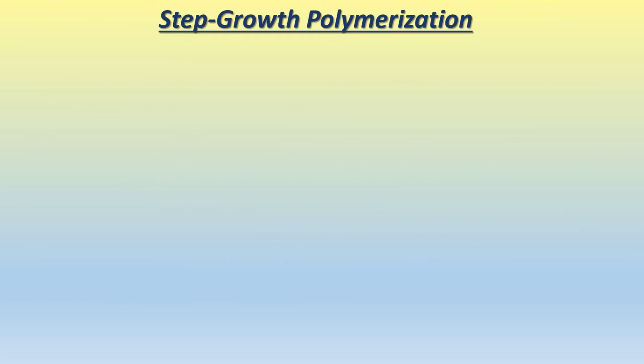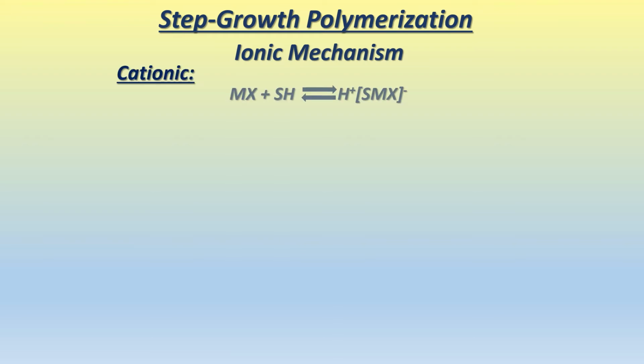Step growth polymerization can also occur through an ionic mechanism. This comes in two flavors. In the first case, you have a cationic mechanism. In this case, a Lewis acid interacts with a solvent to form an acid complex. This is the initiation.